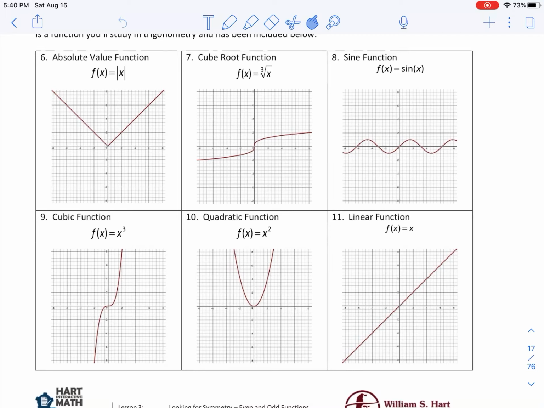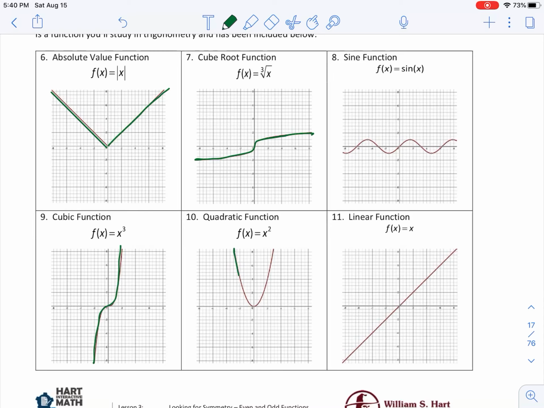Okay, so now we've talked about different graphs that you need to have memorized. So you should know that the absolute value function looks like a V. You should know that the cube root function looks like an S that's been turned on its side. You should know that a cubic function looks like an S and really tall.